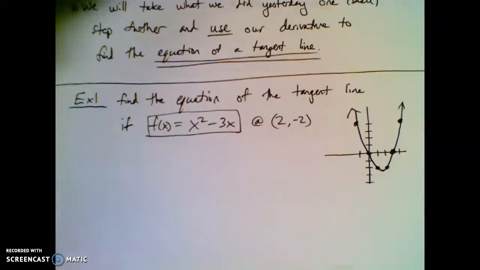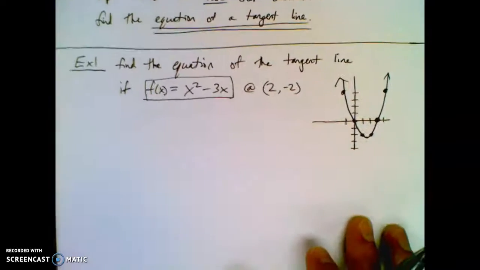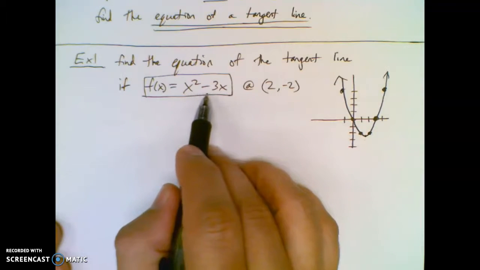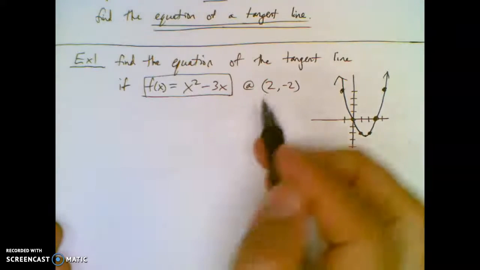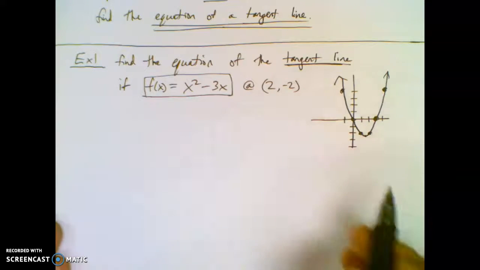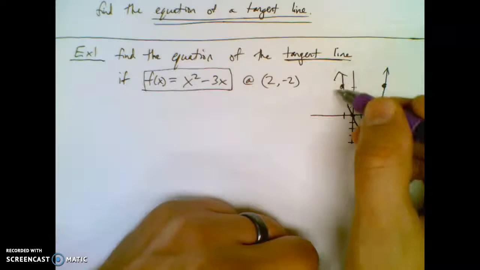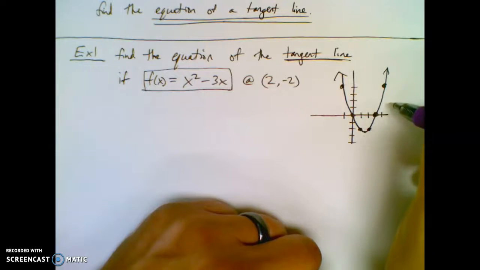For example, a very typical problem would be: find the equation of a tangent line if f of x is x squared minus 3x, that's pictured over here, and I want to find the equation of a tangent line that goes through the point (2, -2). So if you look at it, remember how we said the slope is really steep and negative here, less steep, more shallow, and then starts going positive, and then really steep, positive.